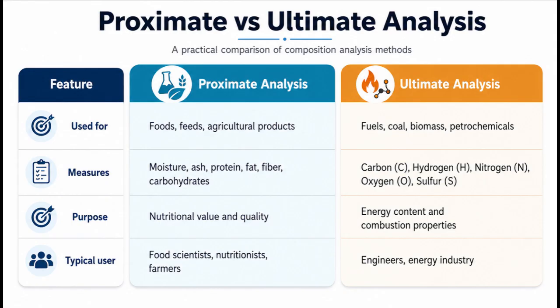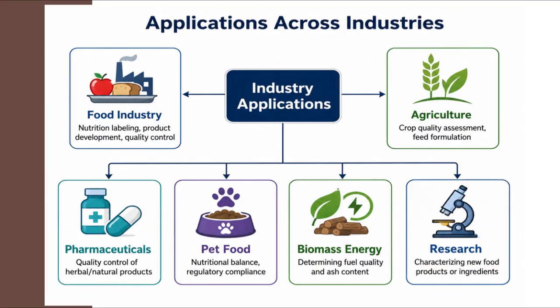Don't confuse proximate analysis with ultimate analysis. Proximate is for food and feed. It tells you nutritional composition. Ultimate is for fuels. It tells you elemental composition for combustion calculations. Different industries, different tests. Proximate analysis is used across many industries.